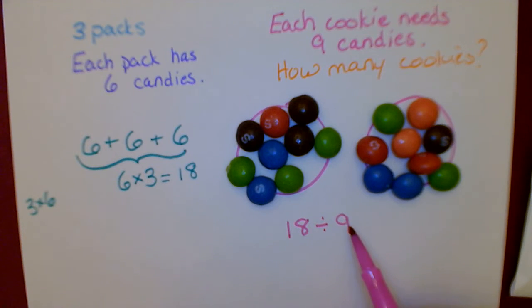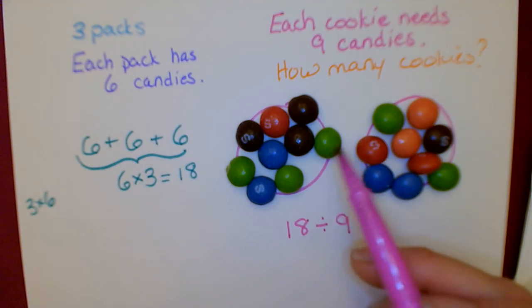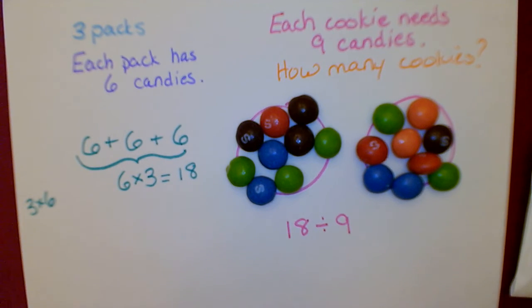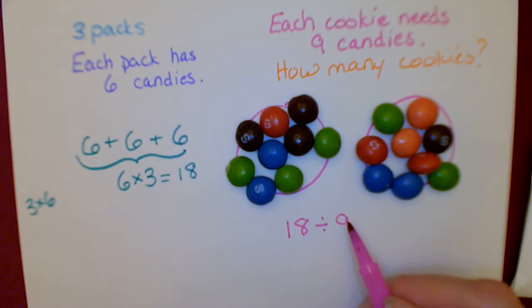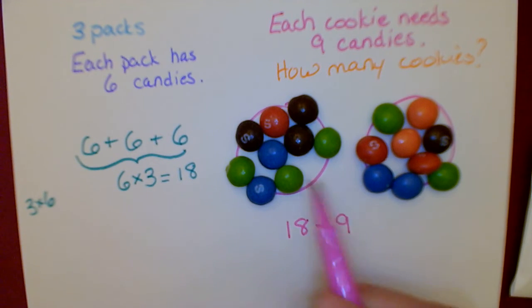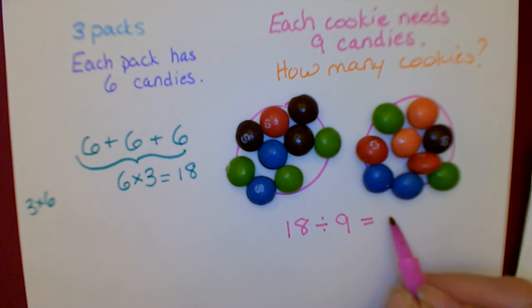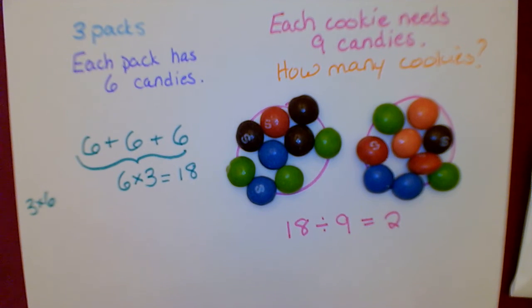So when you know the size of your group, how many things are in one group, whether it's on a cookie or a necklace or a bracelet or whatever it is that you're making, or maybe you're making teams, when you know how many of the items have to go into one of those things, onto the cookie or the bracelet or the team, you're dividing by that number. So I divided by 9 and I got 2. And if you know your fast facts, that's nice and easy also.